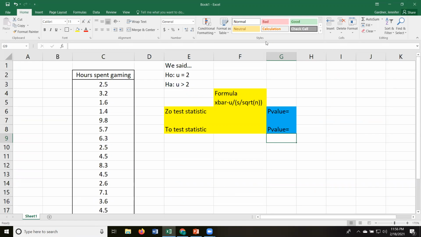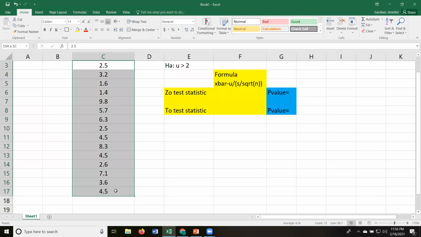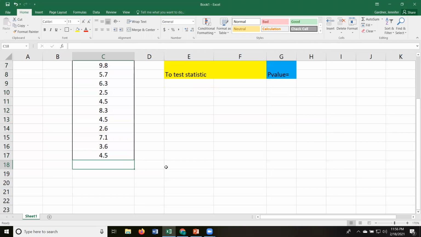Okay, so now here we are in Excel, and I have collected the data of 20. Apparently I only did 15. Hold on, let's do 20.